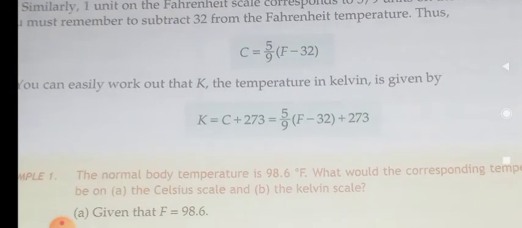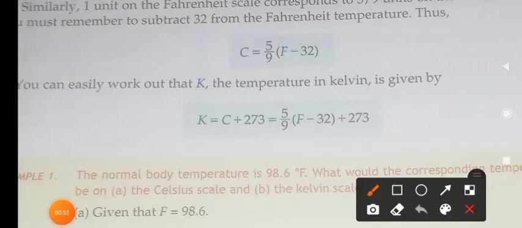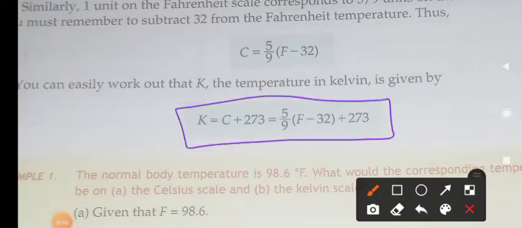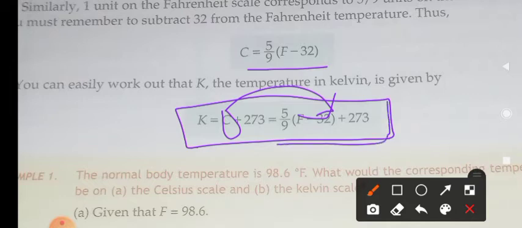And if you want to convert it into the Kelvin scale, you can do that by using this formula: Kelvin is equal to Celsius plus 273. What is Celsius? The Celsius value is 5 divided by 9 into F minus 32. Instead of writing C, it is written like this, okay, children, plus 273. By applying this formula, you can convert the given expression into the Kelvin scale.